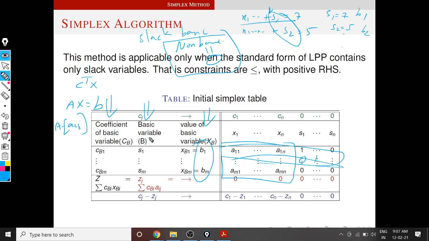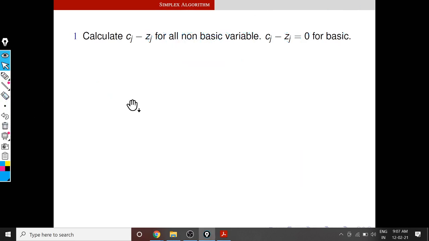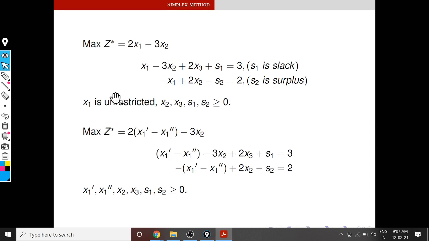And these are the basic variables, these are the values of the basic variables, and these are the corresponding costs. What is the cost of the basic variable initially? For example, suppose this is the situation. We have to maximize this problem subject to these conditions. It is clear that in this cost function there is no s1, no s2. That means the cost of s1 is 0, and similarly the cost of s2 is 0.